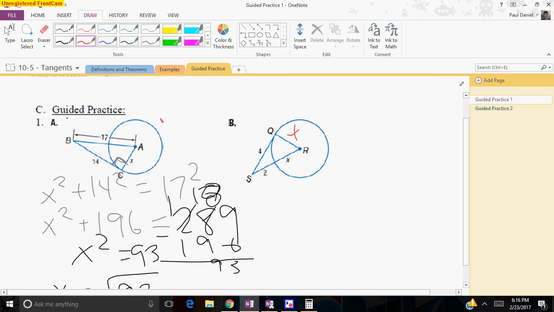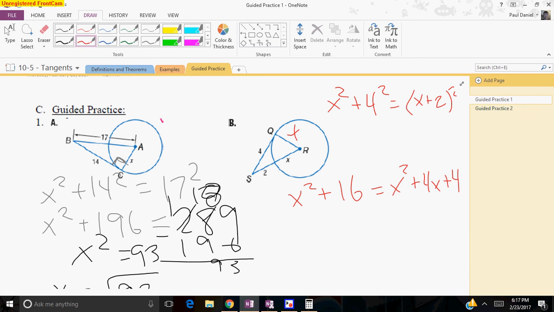This is x. What we have now is that x squared plus 4 squared is equal to x plus 2 squared. Right, this is just like example 4, I believe. Okay, or in our case, what this means is x squared plus 16 is equal to x squared plus 4x plus 4 when we square all that out. Alright? Make sure you are distributing that stuff when you do that x plus 2 squared. Okay? Don't lose track of that middle term.